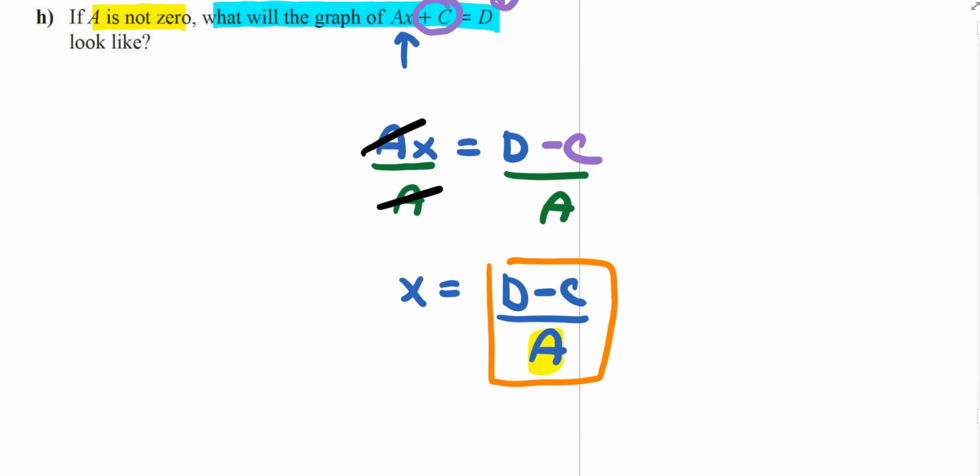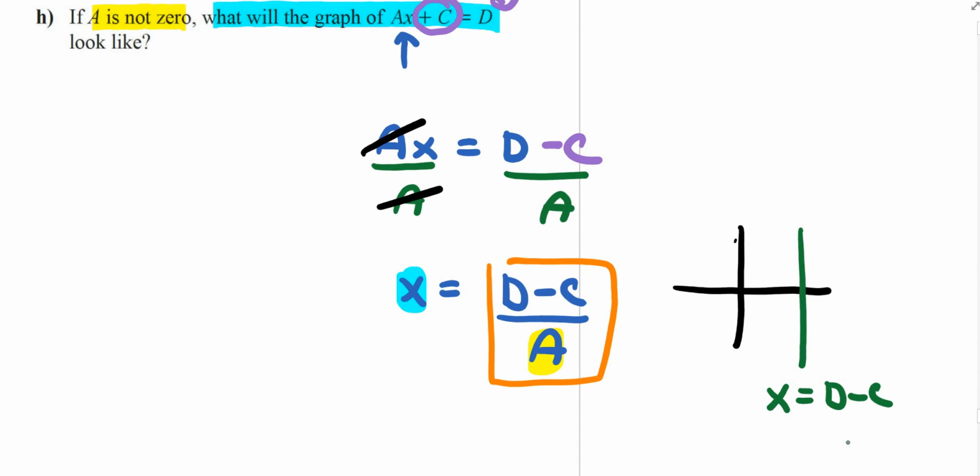Since it's x equals some number, what you're graphing is just a vertical line. So maybe this is x equals d minus c over a. D minus c over a, that's just a number, right? So this is a vertical line. Whenever you have x equals something, it's always a vertical line.